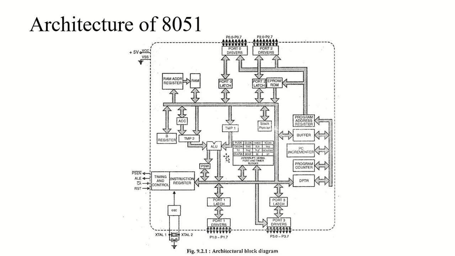Except that we have the four register banks of 8 bytes each, and these banks are numbered from 0 to 3, and each bank is made up of 8 registers named R0 to R7. So total 32 bytes, or 32 working registers from address 00 to 1FH are organized as a 4 register bank.